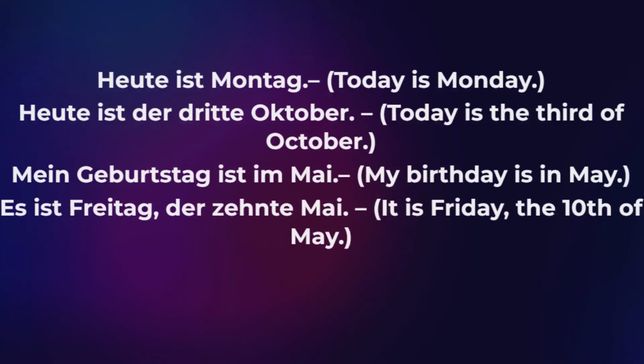Repeat after me. Heute ist Montag, today is Monday. Heute ist der 3. Oktober, today is the 3rd of October. Mein Geburtstag ist im Mai, my birthday is in May. Es ist Freitag, der 10. Mai, it is Friday, the 10th of May. Excellent, you're now ready to talk about days and dates in German.